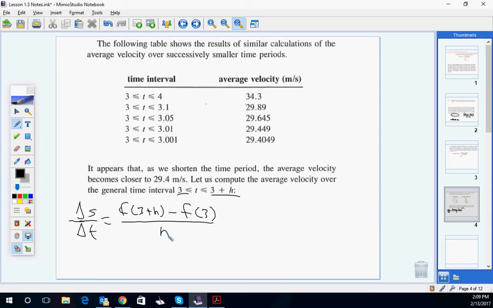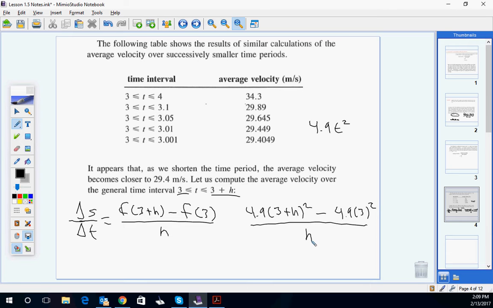So if I plug this in, remember we're still using that 4.9 t squared. That's our function. So that means it's going to be this. Okay, that's where we're at.